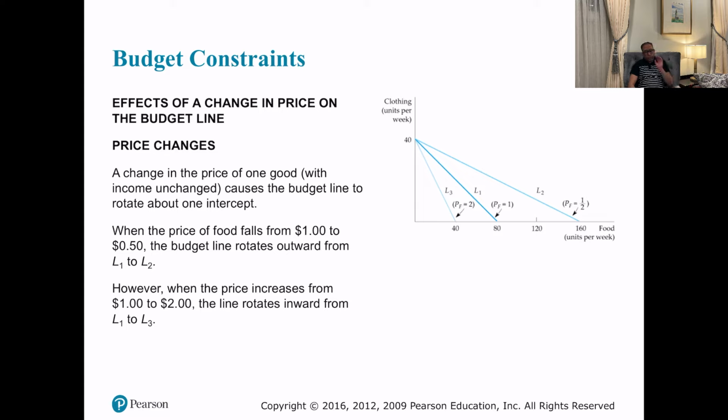So assume a change in the price of one good, with income unchanged, causes the budget line to rotate. If the clothing price is not changing, only the food price is changing, and the food price decreases, what happens? The budget line rotates outwards. Why is it rotating? Because one point is fixed, the other point is moving forward or backward. That is called a rotation. So when the price of a good falls from $1 to 50 cents, the budget line rotates outward from L1 to L2. However, when the price increases from $1 to $2, the line rotates inward.